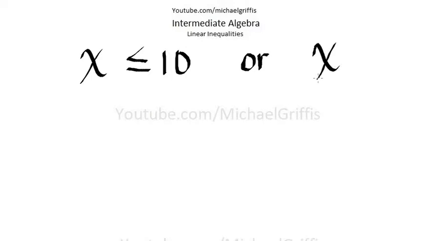All right, we're talking about "and" and "or", and how they play a role in mathematics, and in particular, linear inequalities. X is less than or equal to 10, so we're going to graph this stuff out. That's what we're doing here, and then writing it in interval notation. X is greater than 0.